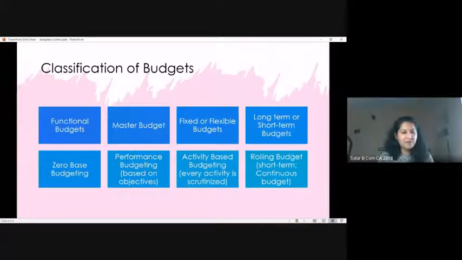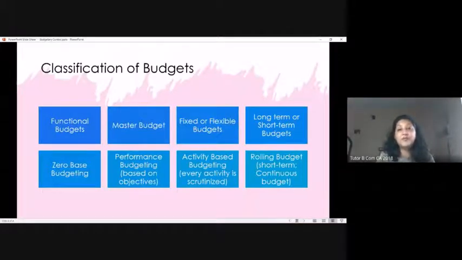Of course, every department will be given a function. Every functional department will have a budget separately for them. But when we put all these together in a macro perspective, in the perspective of a firm as such, that will be called a master budget. So it is actually the combination of all the functional budgets of a firm. So that's the basic difference between a master budget and a functional budget. In case of a functional budget, each function is taken separately, and each department plans its activities accordingly, but it is actually one part of the master budget. Once everything is put together, we call that a master budget.